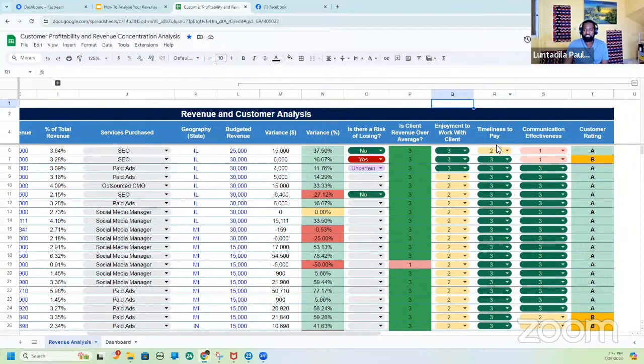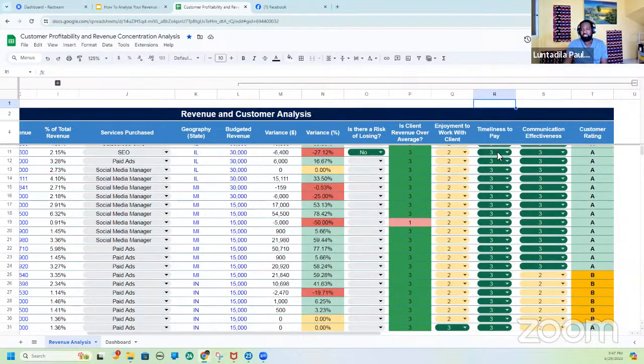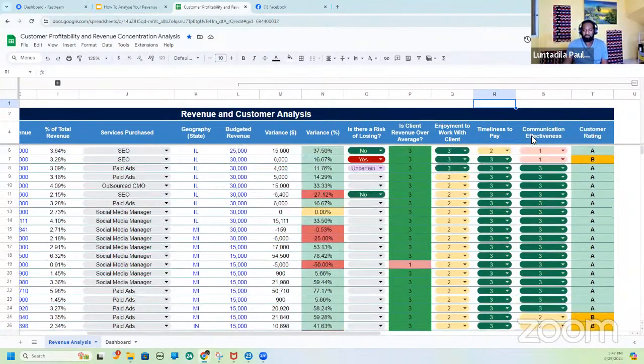We also have timeliness to pay. Some clients are good with their financial management and they always pay on time or even before the due date. Other clients wait until after the due date to pay you, right? So there is a scoring mechanism there. Communication effectiveness, right? Is the expectation of communication clear? How clear is the communication, and so forth. So making sure you have a scoring mechanism. Maybe you have other standards that you consider valuable that we can add here in our assessment of clients.